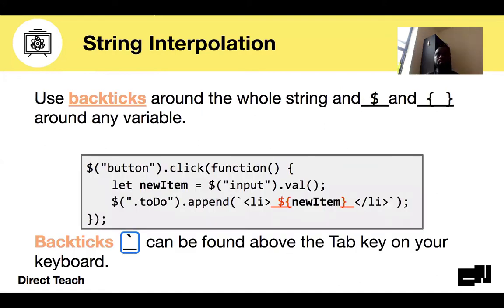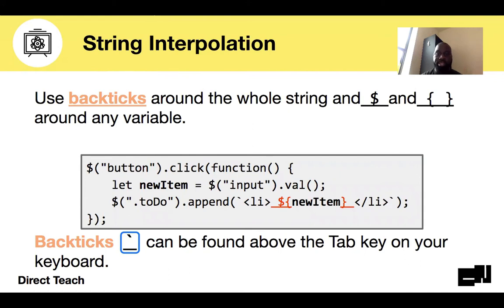Right? The way string interpolation works is you're going to have to use backticks around the whole string and then the $ symbol and the curly braces around any variable. So here we have a button event handler, and whoever clicks the button, we declare a variable called new item that takes the value of the input. We append to the class, any element of the class, a list item tag. In that list item tag, there's a variable called new item that's getting pulled from input.val. We can append it to the page and the list item using string interpolation.